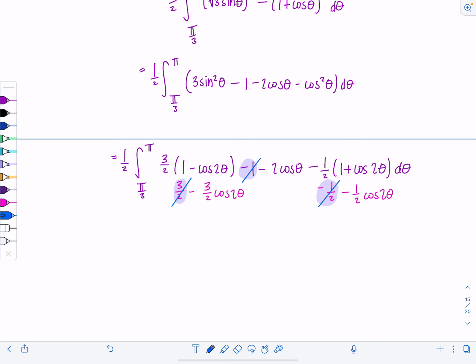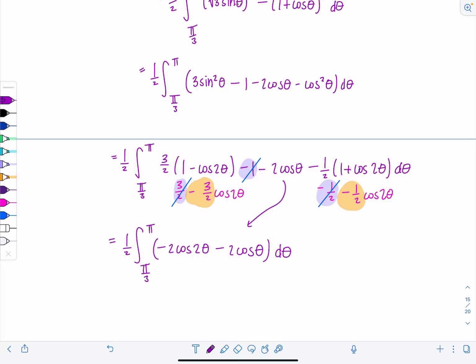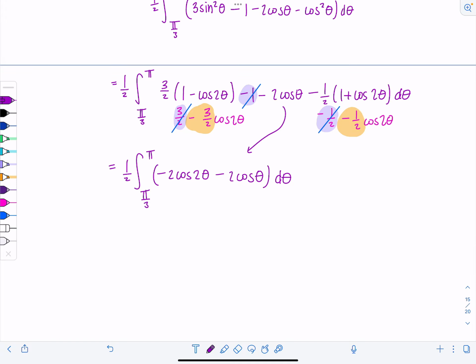What else? Anything else good happening here? Minus 3 halves, minus a half, that's minus 4 halves, so minus 2. Okay, I'll take it. So 1/2 pi over 3 to pi minus 2 cosine 2 theta. And then u, the little loner, minus 2 cosine theta d theta. Let us take the 2's out of the integral if we want, because it'll cancel with the half.